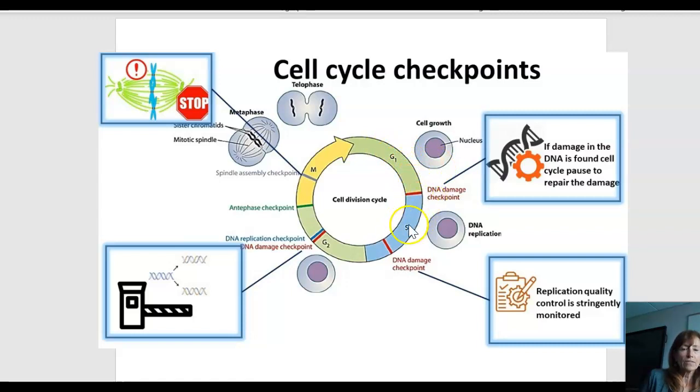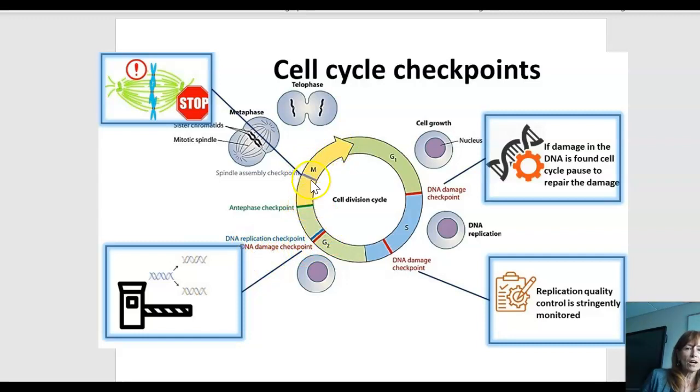When you go into the S phase here and you're moving along, that also has a checkpoint, where basically proofreading checks whether there are any mistakes in the replication of the DNA. Then we go into G2, and there's another checkpoint here. This again is just an additional checkpoint looking at DNA damage. Then we're now into mitosis.